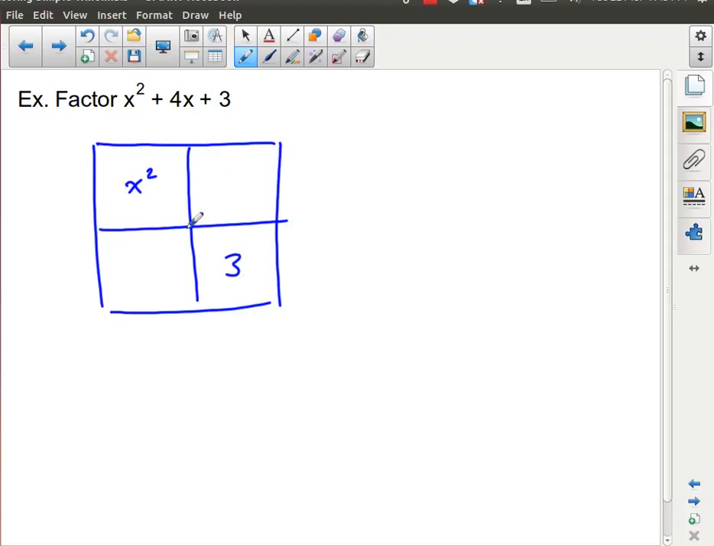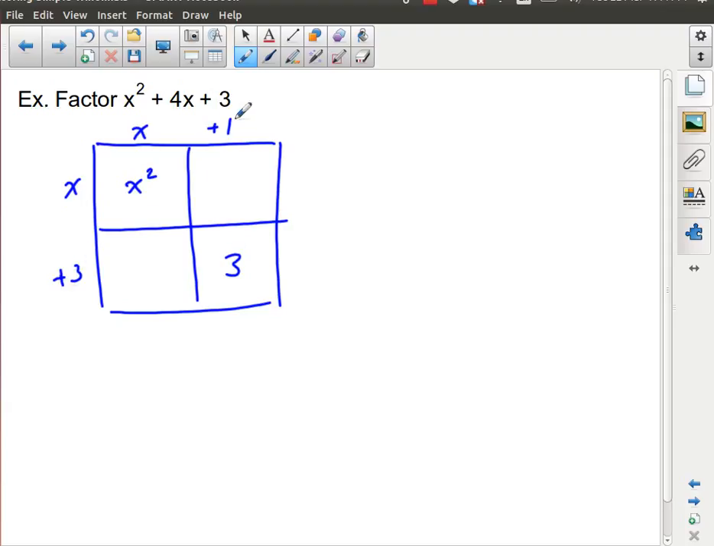And now what I need to do is figure out what combination of x's do I put here and here so that this works out. First of all, if this is x squared, then this must be x by x. x by x gives me an x squared. Now what are the ways that I could end up with a 3 here? What times what will give me a 3? Well, I could do a 1 times 3, so a positive 1 times a positive 3. That would work.